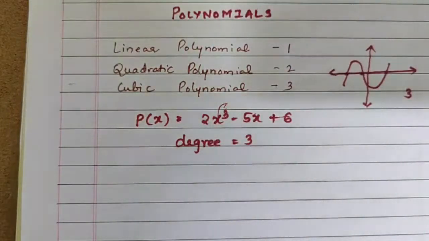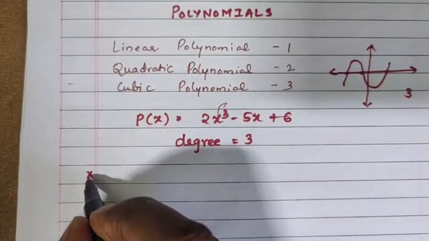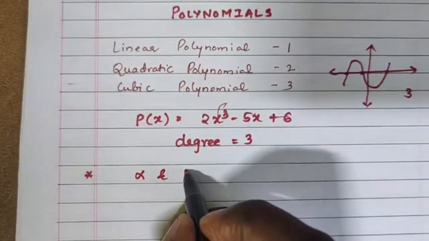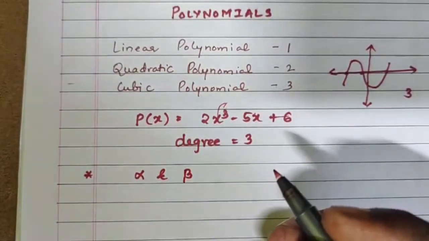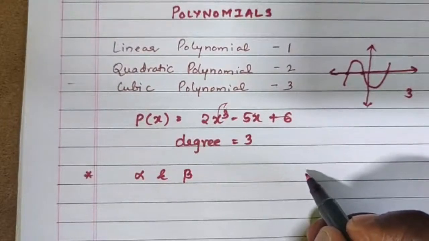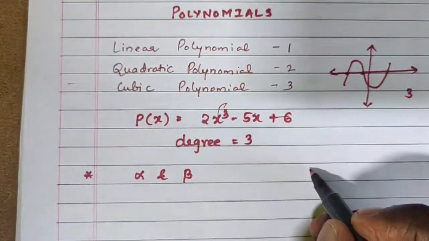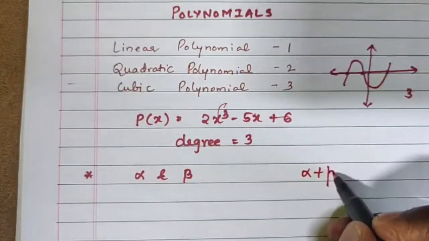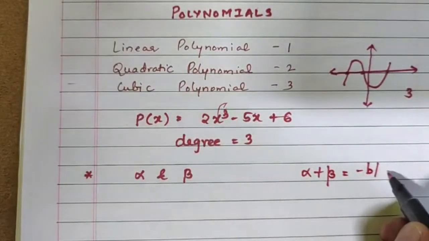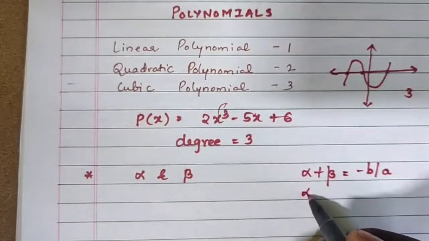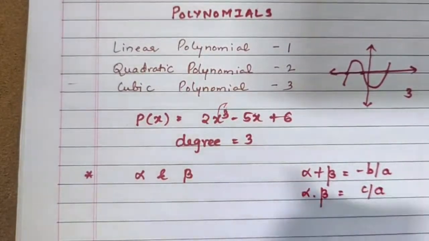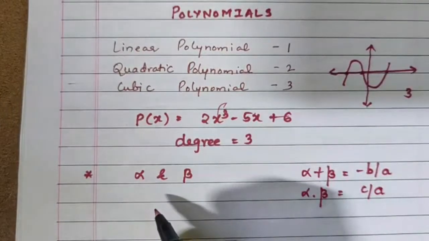Very important 3 mark definite question. Finding the zeros, that is alpha and beta of the polynomial. Then you should verify the relationship between its coefficients, that is sum of zeros, alpha plus beta, equals minus b by a. Product of zeros equals c by a. A simple quadratic polynomial will be given.